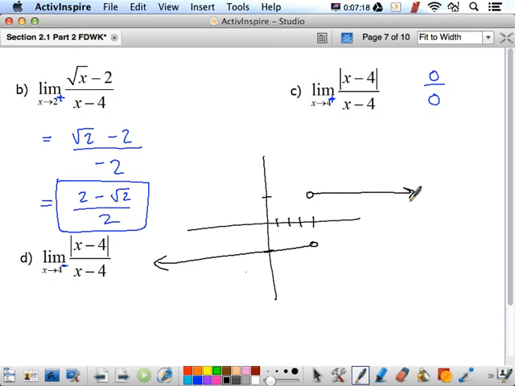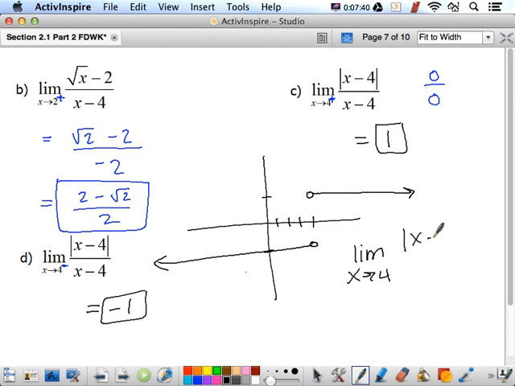So if we come in, x approaches 4 from the right, what is my limit? And that's all there is to it. And if we come in and approach 4 from the left, what is my limit? Negative 1. So part D is negative 1. So what could we say about the limit, the two-sided limit as x approaches 4? Does not exist.